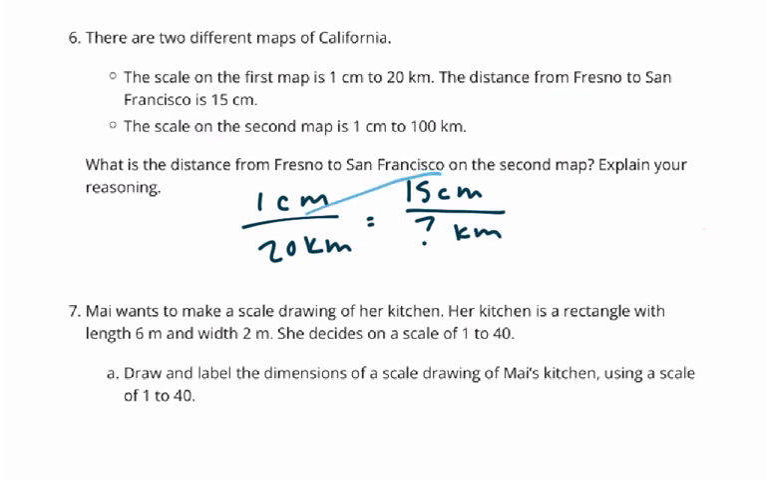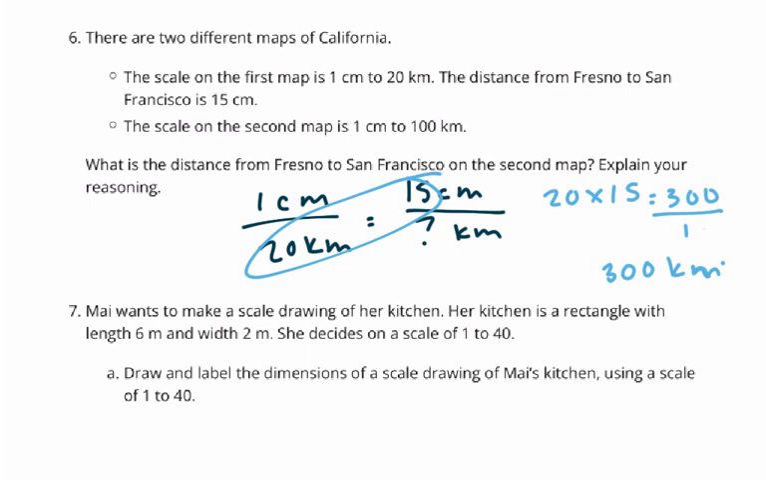Solve this proportion the exact same way. Cross multiply what is diagonal, 20 times 15. And that gets us 300. Always remember to divide by what's left. In this case, 300 divided by 1 is still 300. I couldn't have just moved on to the second scale yet because they didn't give me enough information. But now that I know in real life that from Fresno to San Francisco is 300 kilometers, I have a third piece of information now that I can use for the second map.